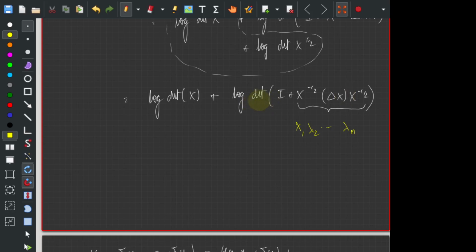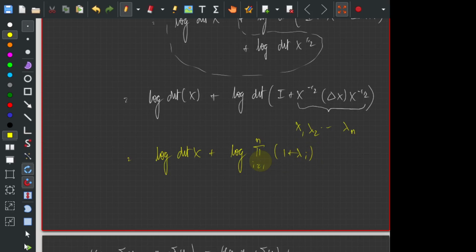Right? So what would the determinant of this matrix be equal to? 1 plus lambda 1 into 1 plus lambda 2 and so on. So this would be equal to log determinant x plus log of the product, i equal to 1 to n, 1 plus lambda i. Correct?